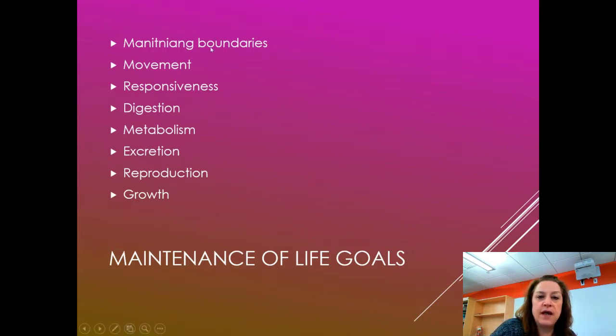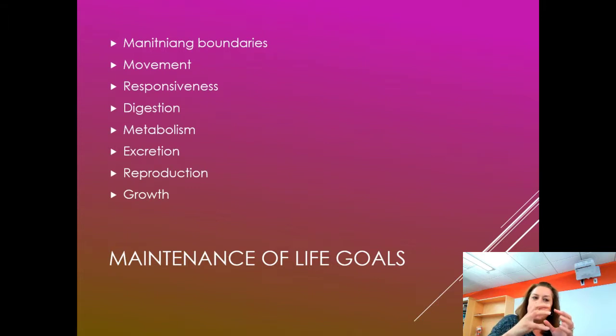Now, this says, I don't know what it says, maintaining boundaries, but it's maintaining boundaries. We have to have separate boundaries in the body for certain things to be able to occur. For example, we want to keep what's in the body separate from being outside the body. So the skin is a boundary.